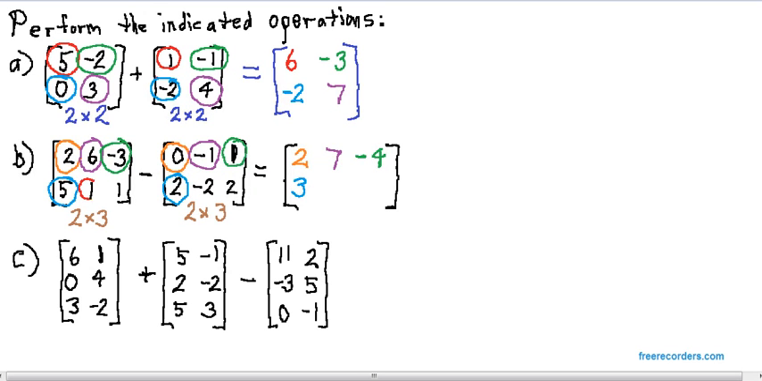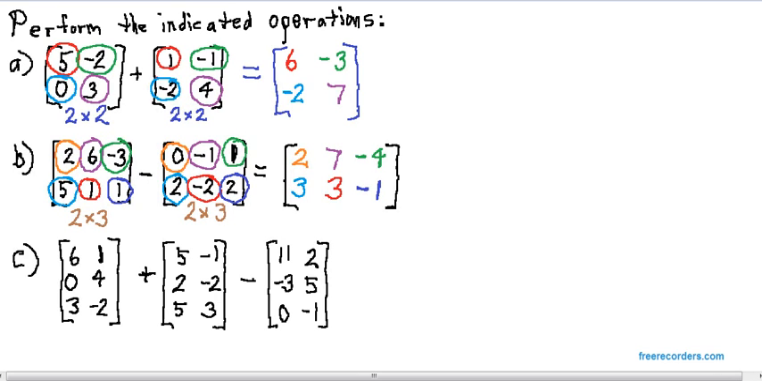Moving over to row 2, column 2, you have 1 minus -2. Again, subtracting a negative is like adding a positive, so we think of 1 minus -2 as 1 plus 2. 1 plus 2 is 3. And finally, in the lower right, you take the 1 from the first matrix, the 2 from the second matrix, you subtract them. 1 minus 2 is -1. That is the answer to part B.